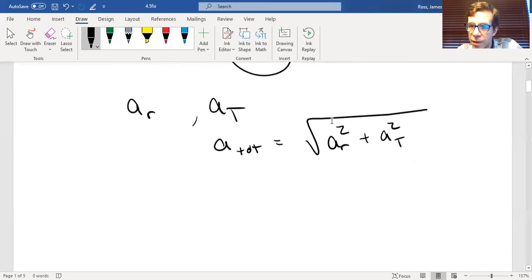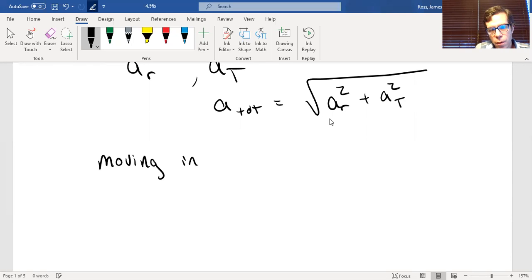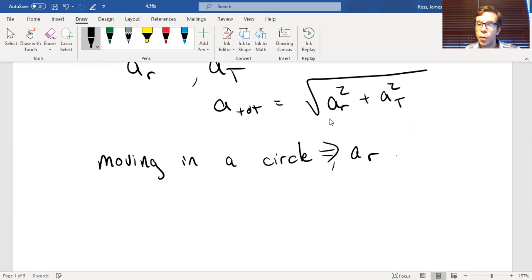So these are set up nicely like a coordinate system, right? A polar coordinate system. If we're moving in a circle, we can find the radial acceleration. So we've talked about centripetal acceleration in terms of uniform circular motion.